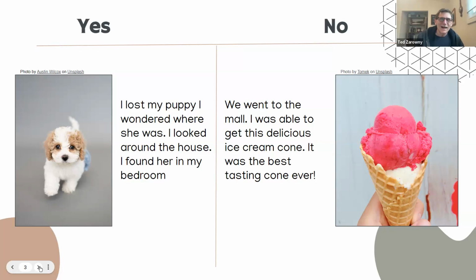And you can see the yes is an example of an investigation. I lost my puppy. And I wondered where she was. I looked around the house. I found her in my bedroom. Or a non-example is: we went to the mall. I was able to get this delicious ice cream cone. It was the best tasting ever.